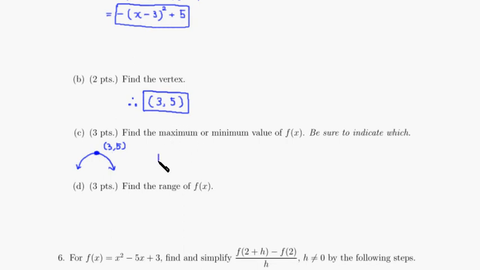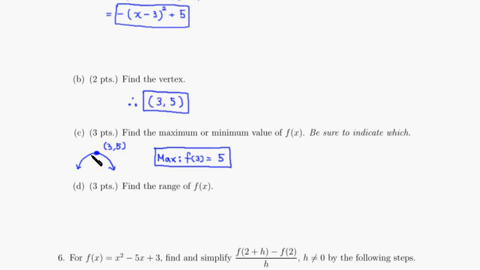So the maximum value is going to happen when x equals 3, and the maximum value is 5. So you're going to have a maximum value, which is 5. So that's part C.